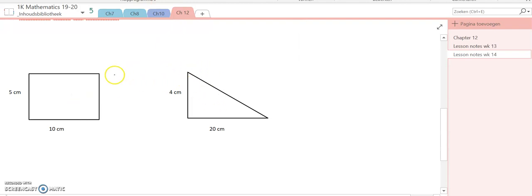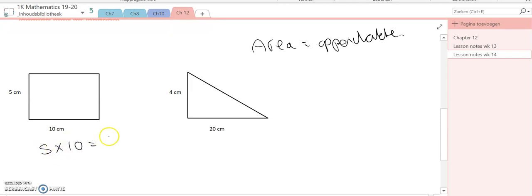Okay, what we see over here is a rectangle and a triangle. If I ask you to calculate the area of these figures, area means oppervlakte. I expect you to know how to calculate the area of the rectangle. It's just 5 times 10 is 50. And because we calculated the area, you need to write square centimeters behind the 50. You pronounce it as square centimeters.